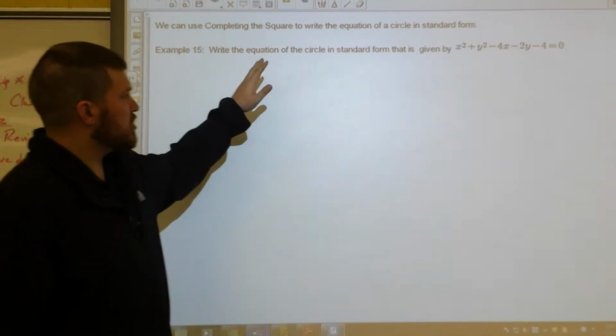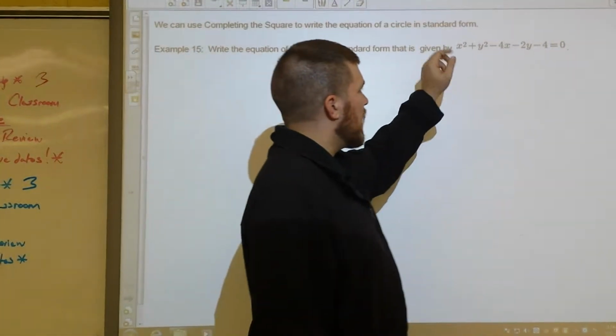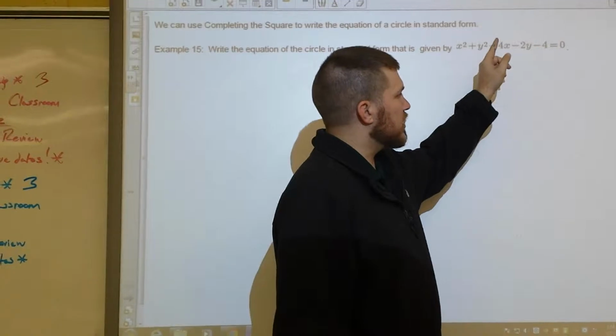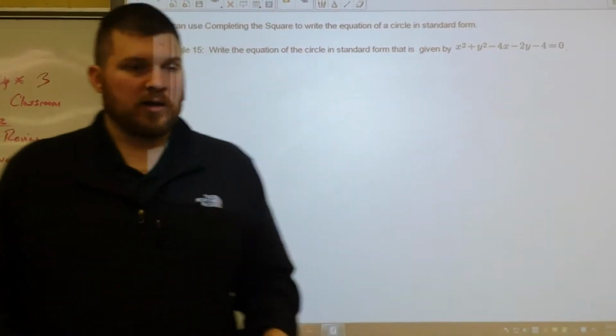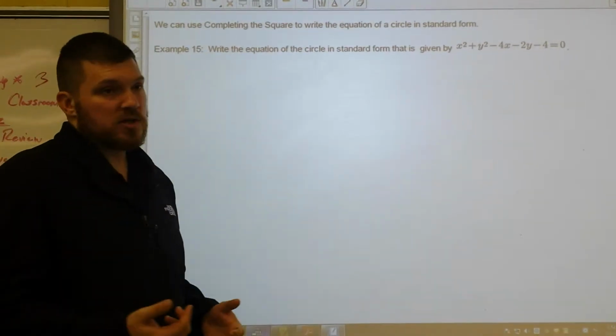We want to write the equation of a circle in standard form that's given by x squared plus y squared minus 4x minus 2y minus 4 equals 0. That seems like a mess right now, but it's really not that bad if you understand completing the square.